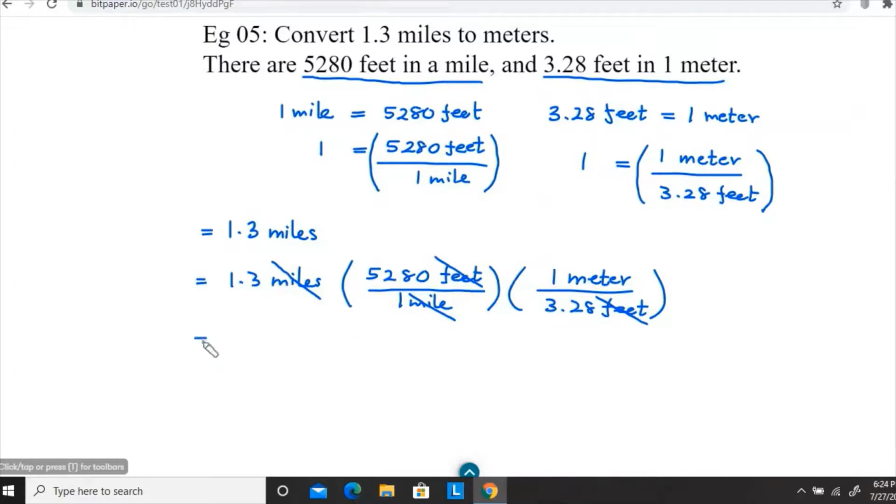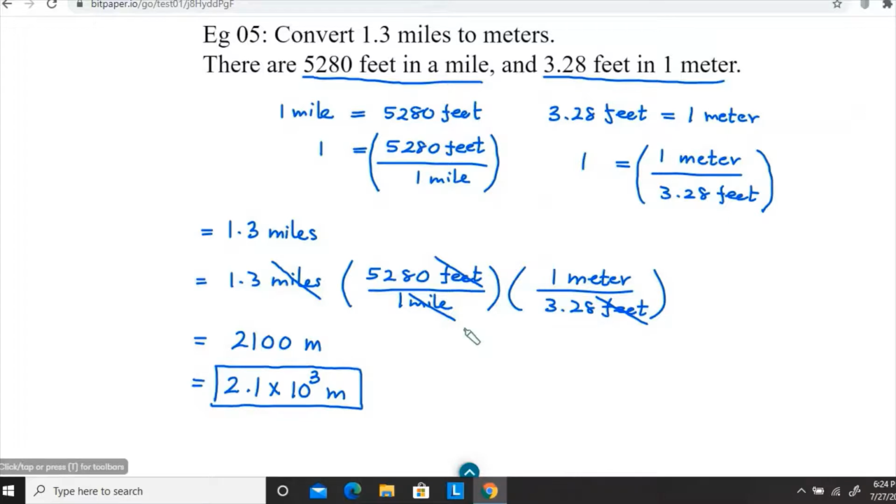So this answer, if you simplify this, you would get 2100 meters. So this is the correct way of writing meters. So I'll use that, and also you can express this in terms of scientific notation like this. 2.1 times 10 to the power 3 meters, and that's the answer. That's the amount of meters in 1.3 miles.